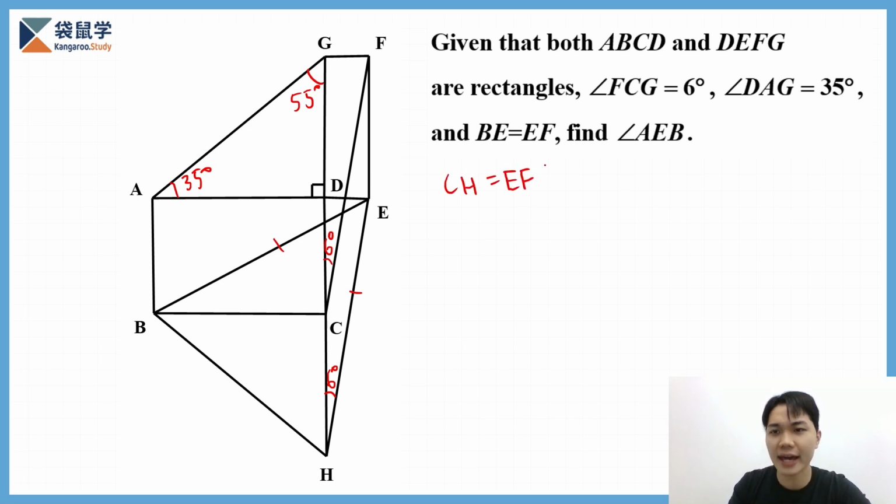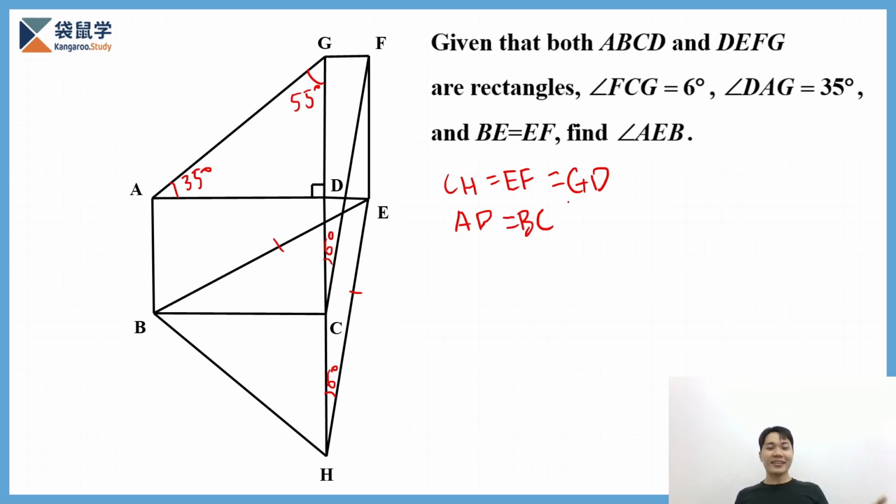And we know that DEFG is a rectangle, so we can also say that EF equals GD. Oh, so we know that CH equals GD. And next, we see that ABCD is a rectangle, so AD equals BC. And they have the two lines over here, and because we shifted them, it's also 90 degrees. So we know that the two of them are the same triangles.